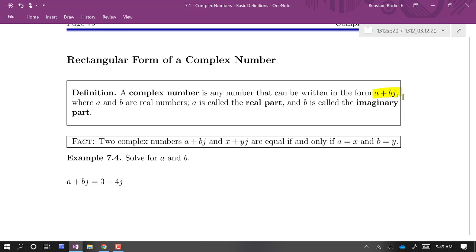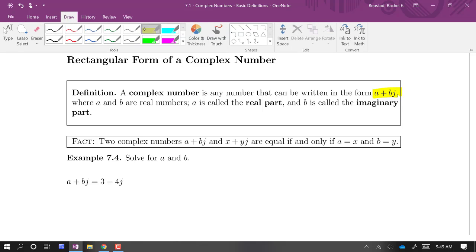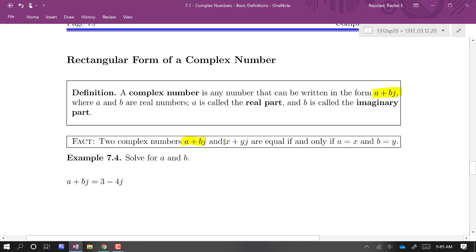B is called the imaginary part. A is called the real part. And this is probably not surprising. The complex numbers a plus bj and x plus yj are equal if and only if their real parts are equal and their imaginary parts are equal. Visualizing that on the plane, you only get the same complex number if it's the same point in the plane, right? You have to have the same coordinates.